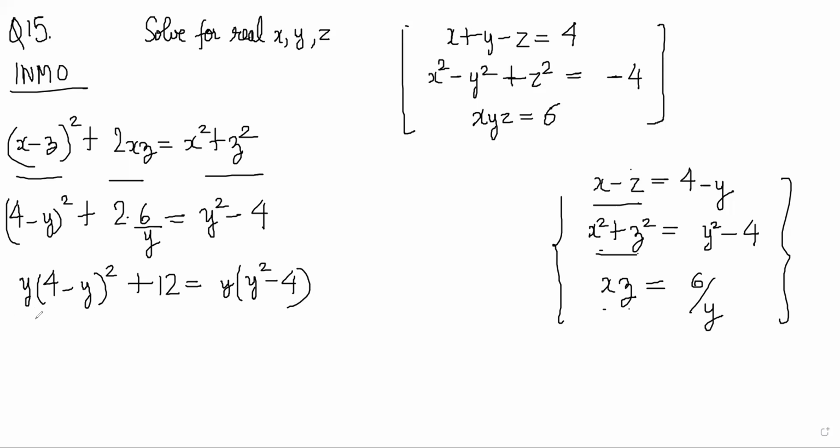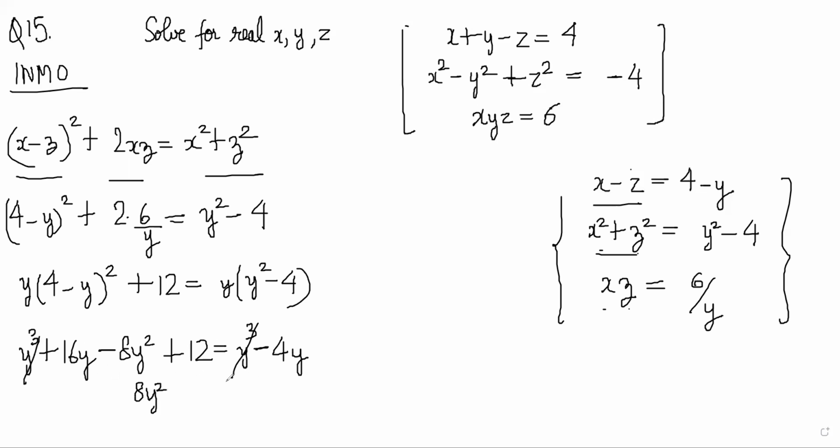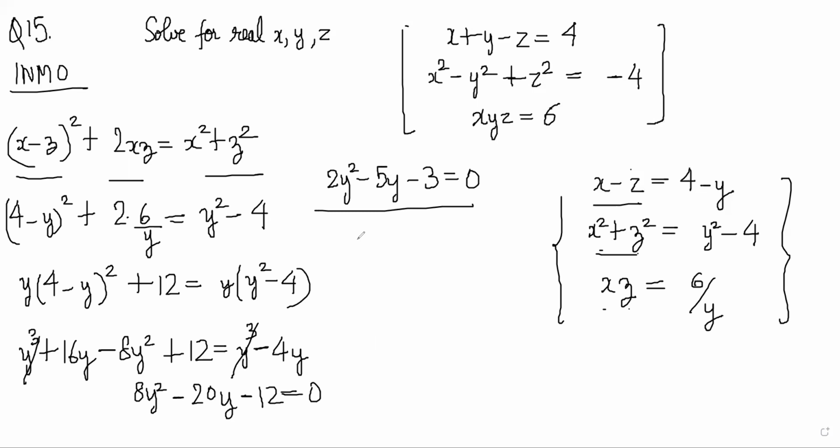So simplifying this, we get y cube plus 16y minus 8y square plus 12 is equal to y cube minus 4y. So y cube gets cancelled and you end up getting 8y square minus 20y minus 12 is 0. So that becomes 2y square minus 5y minus 3 is equal to 0. So that can be easily solved. Y will become minus half or 3.